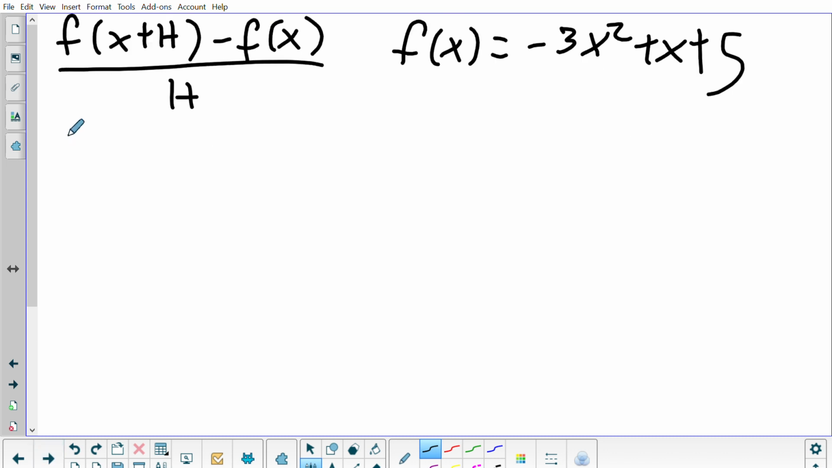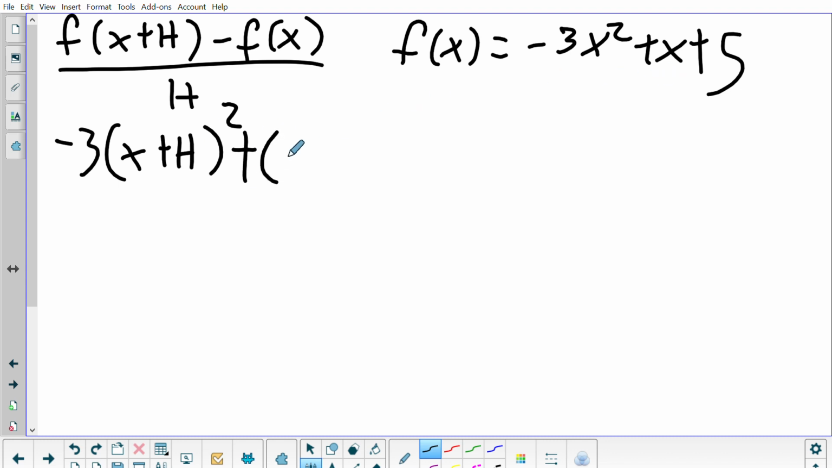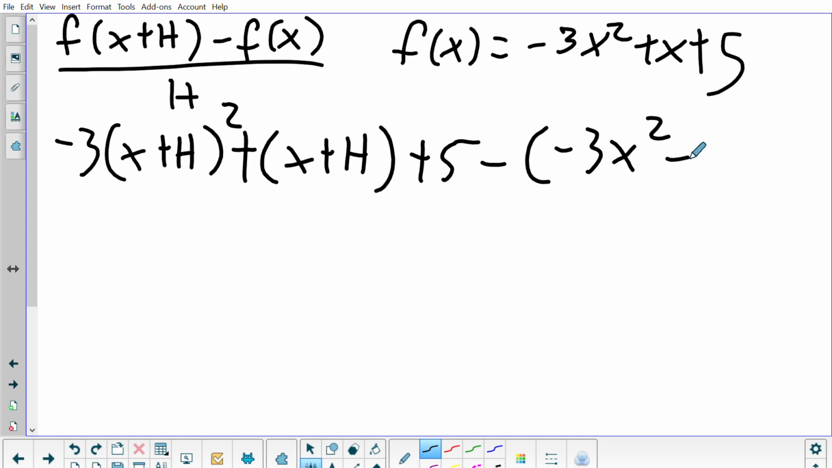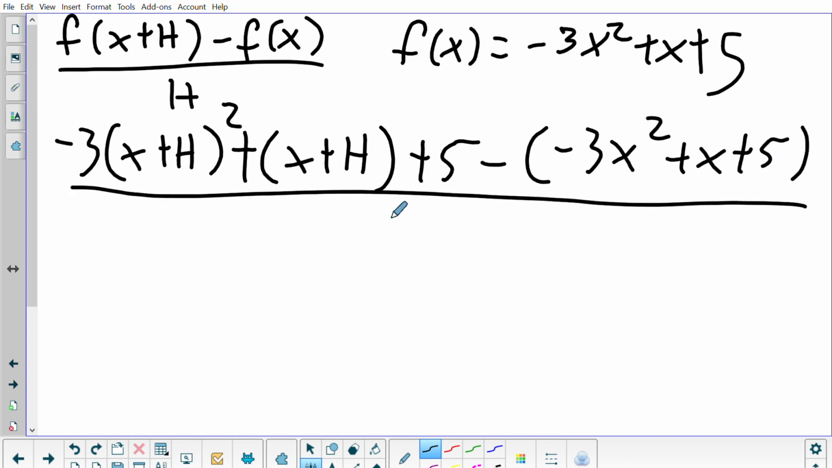So same idea. I have negative 3, and I'm replacing x with x plus h squared, plus replacing x with x plus h, and then just plus 5 at the end, minus the original f of x, all over h. Okay, so this means write what you see twice.